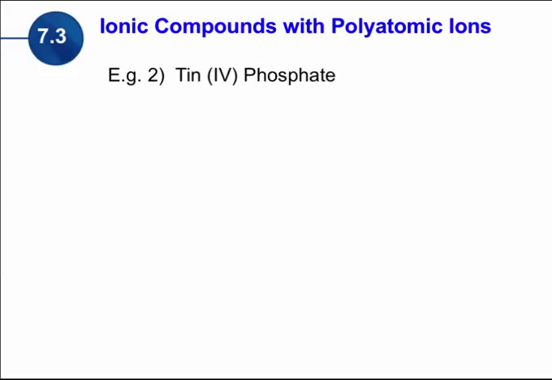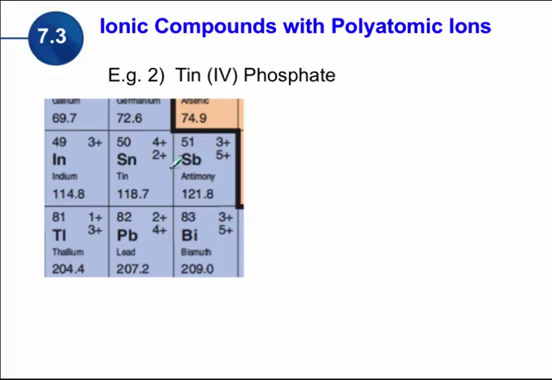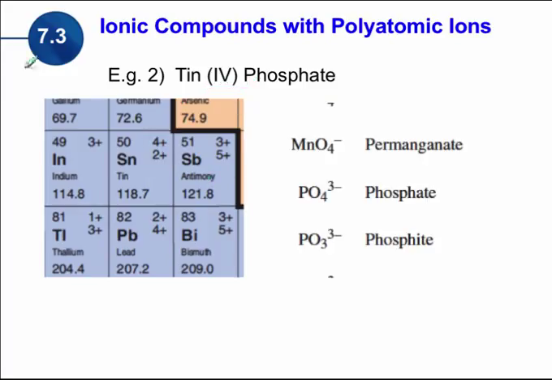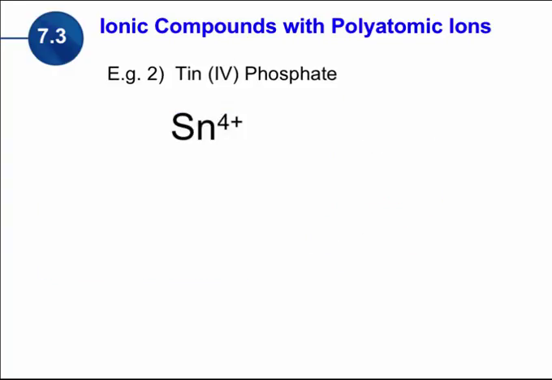What about tin 4 phosphate? Well, periodic table, we find tin. Remember, tin is multivalent. It has 2 potential charges, a +4 and a +2, but we have that 4 there. We know it's the +4. Phosphate, we have to be careful. We're looking for that ate, not phosphite. So we're going to use the proper symbol, PO4, with a 3 minus. And so tin 4 is Sn4 plus. Phosphate is PO4 with a 3 minus.